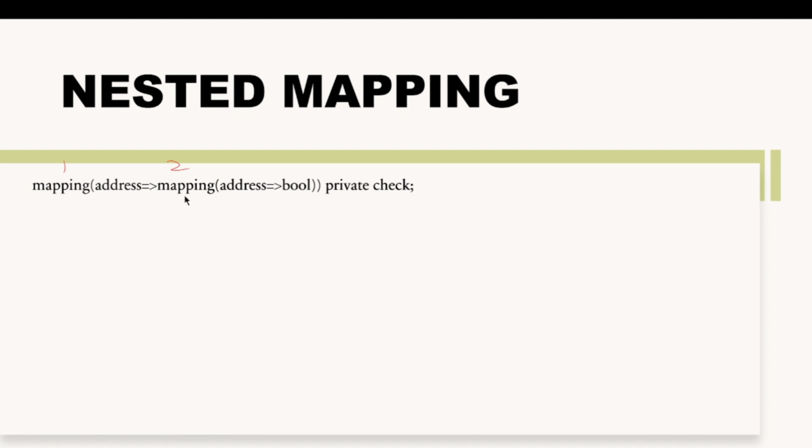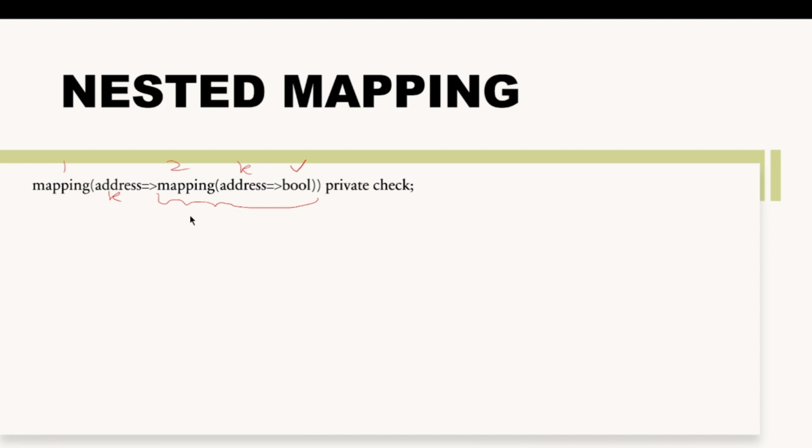In the same way, this is your second mapping, and in this also you have a key, and this is your bool. So for this mapping, this is the key and this is the value. For the first mapping, this is the key and this entire thing is the value. I know it might sound complicated, but trust me, I will make it very easy.